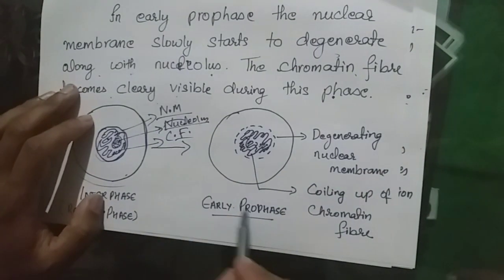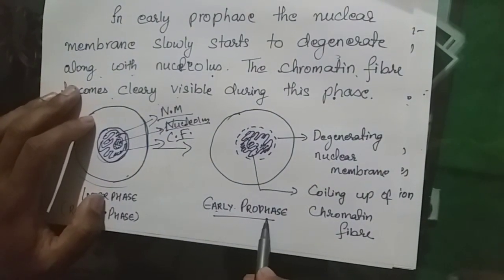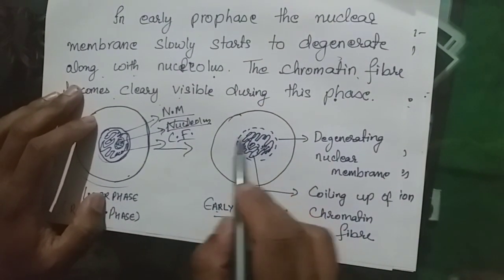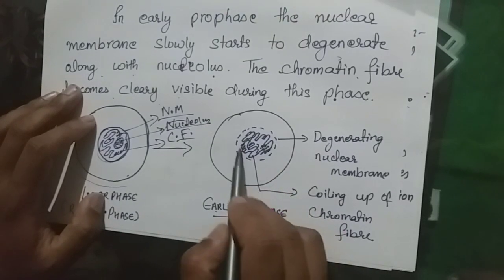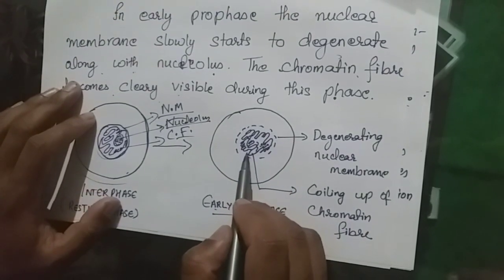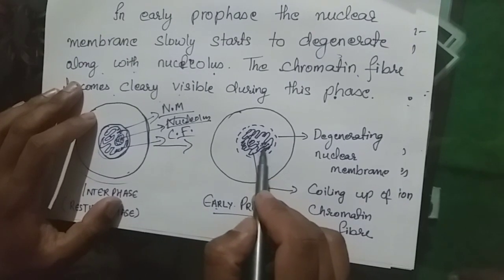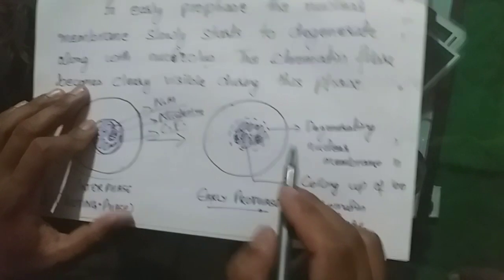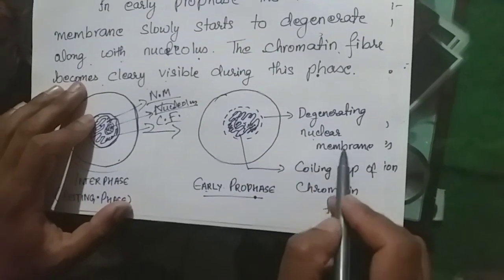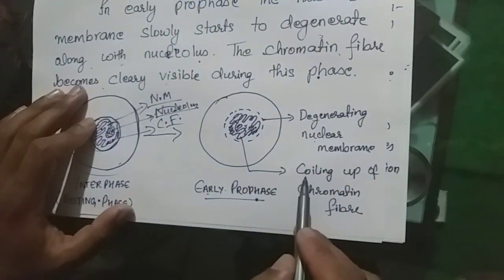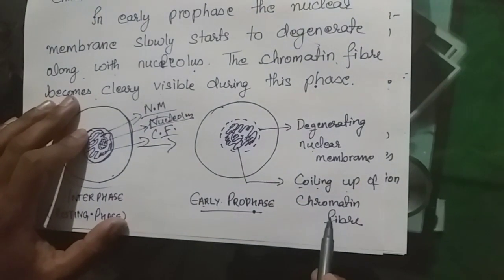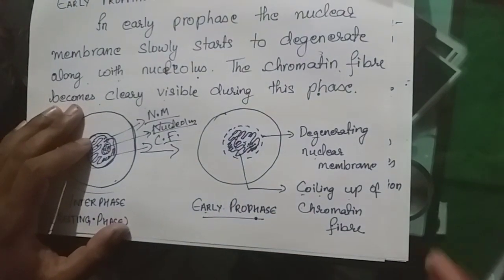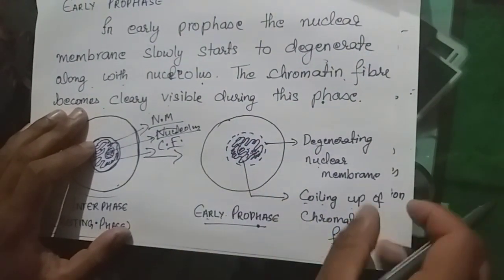But as soon as it reaches early prophase, or enters cell division, the nuclear membrane slowly starts to degenerate. You can see I have made a dotted structure. It slowly degenerates, and the nucleolus also degenerates and completely disappears. So you can see the degenerating nuclear membrane, as well as the coiling up of the chromatin fiber, which has started coiling up a little bit. So this was about the early prophase.